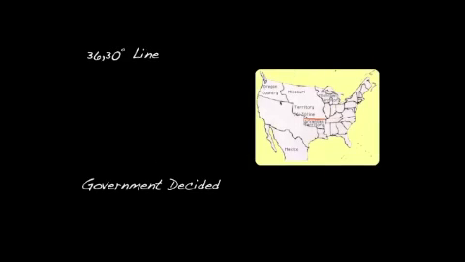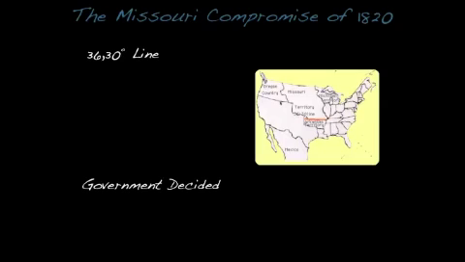Missouri Compromise. The 36-30 line was something that the government decided on, not the people. This made the Northerners mad because slavery was not allowed at the North at all.